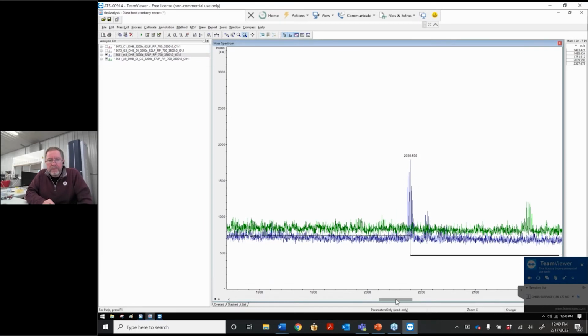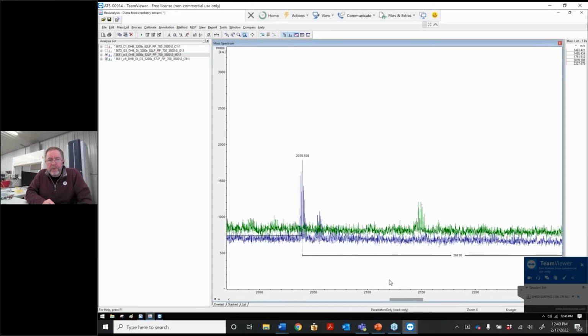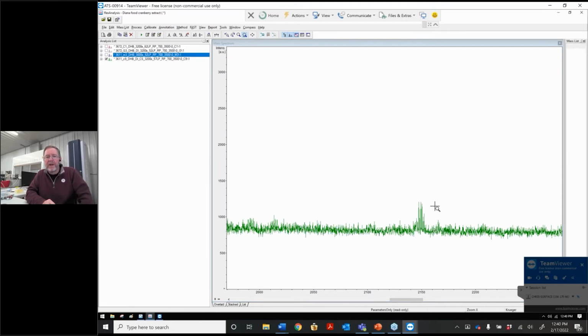So in this one, we see in the blue sodium and potassium adducts. In the green is a cesium adduct. So we're reducing the amount of sodium and potassium, and we're substituting with cesium. Again, bringing better resolution to the data set.